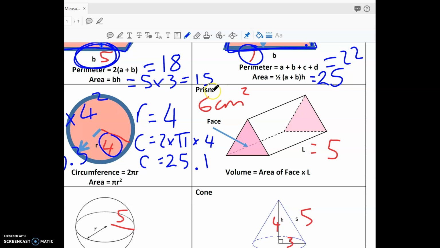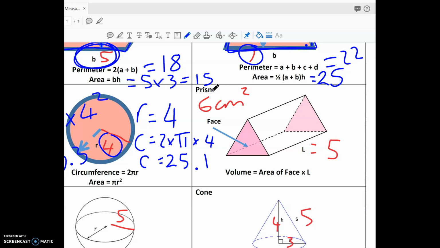So this prism is level 4. Okay, level 4 of the curriculum. Now, the interesting thing is a cylinder is technically not a prism, but the formula is the same. It's area of the base, the area of the circle, times the length.